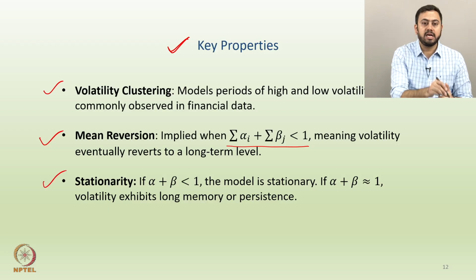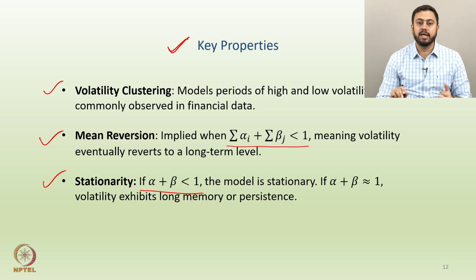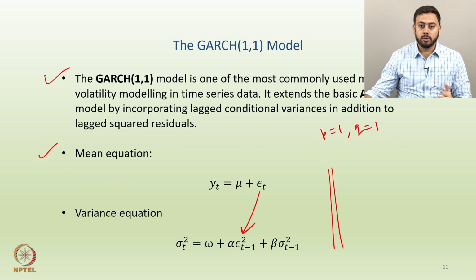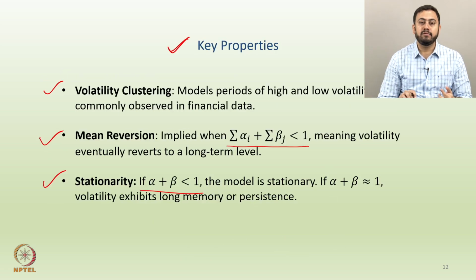And thirdly, stationarity. On top of that, if alpha plus beta is less than 1, for example, in the GARCH 1-1 model you only have 2 coefficients, so you do not have summations here. Why is that? Because both the orders are 1. So, you only have these 2 coefficients to focus on, alpha and beta. If alpha plus beta is less than 1, the model is stationary.